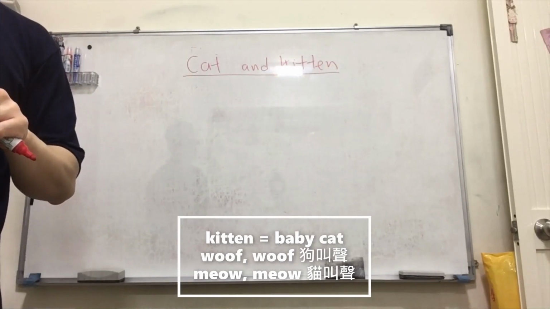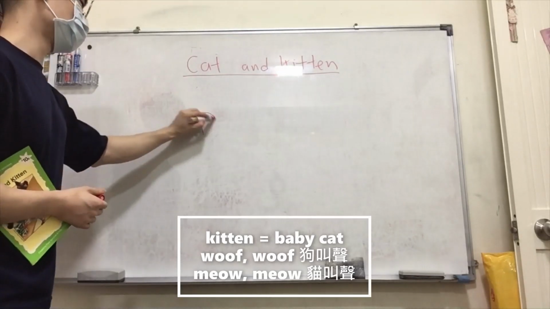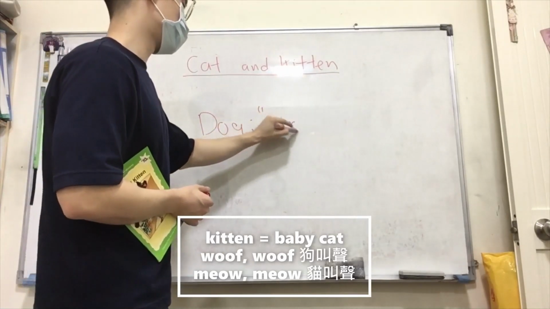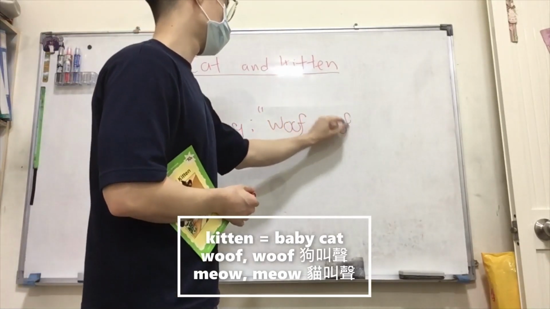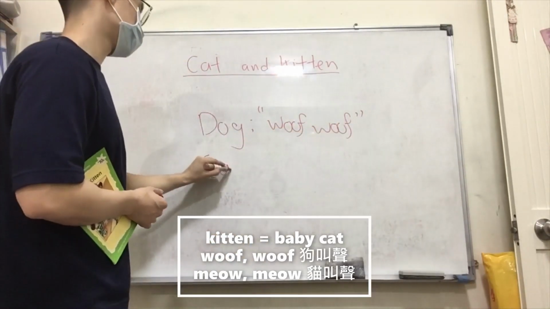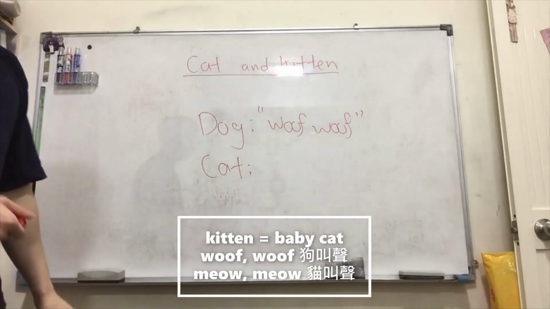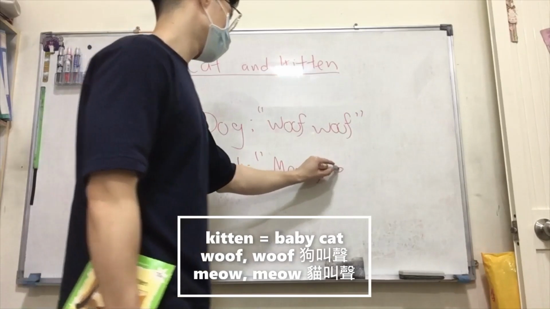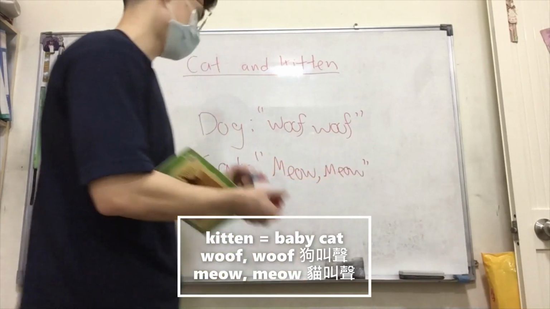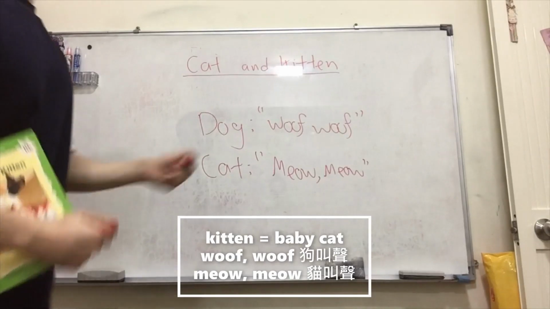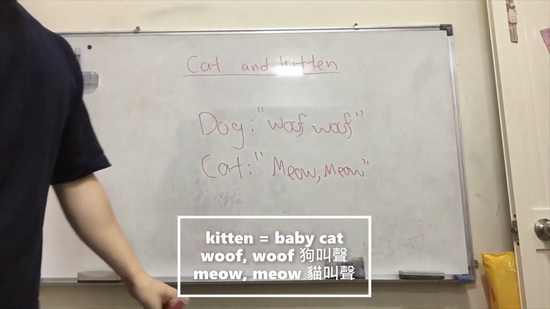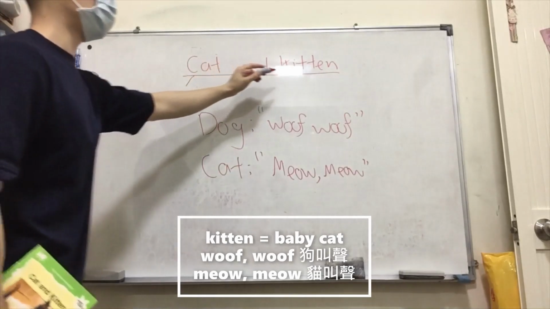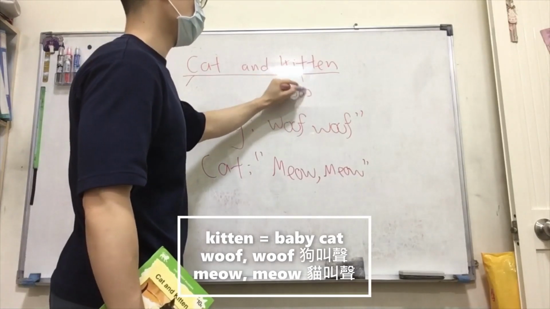A dog goes oof oof, right? How about a cat? A cat goes meow meow, right? Meow. So a kitten, K-I-T-T-E-N, a kitten is the baby of the cat. So a kitten is a baby cat.